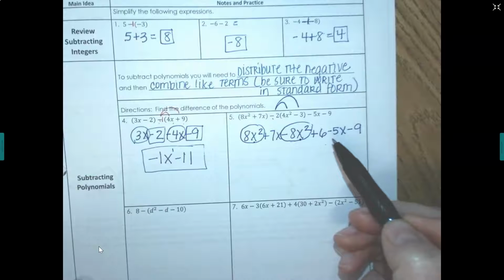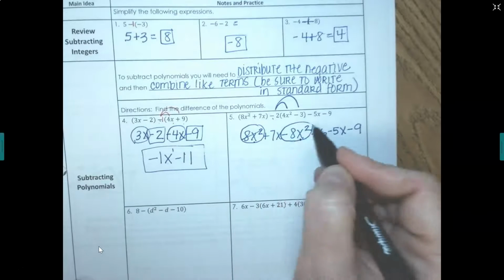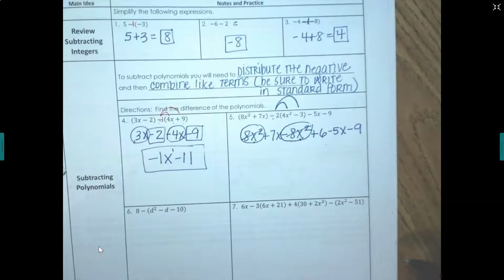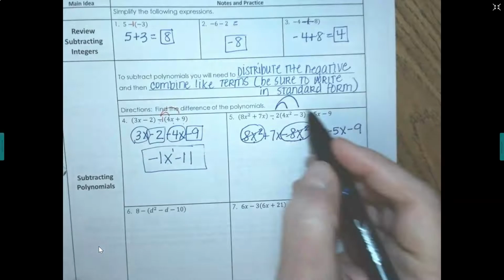That would be 0. When they cancel out to 0, we're not even going to list them at this point. We don't want to put 0 into our final answer. So they just canceled out. They're gone. So then I'm going to look.